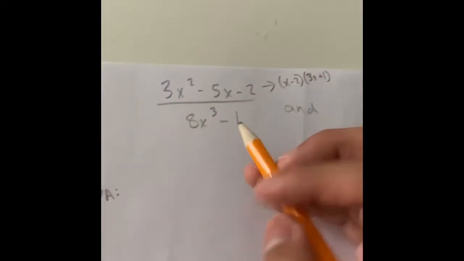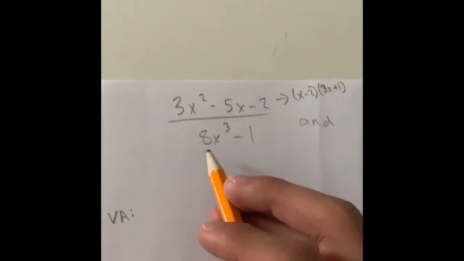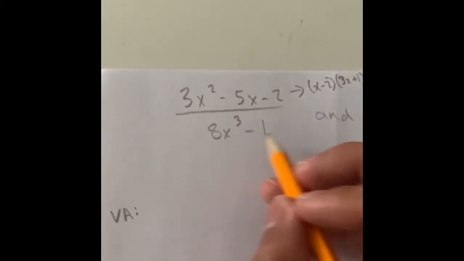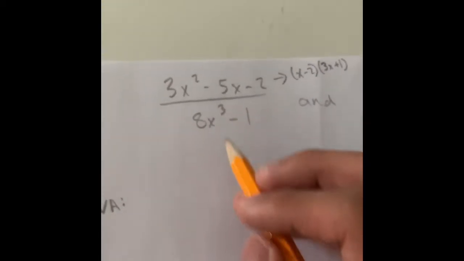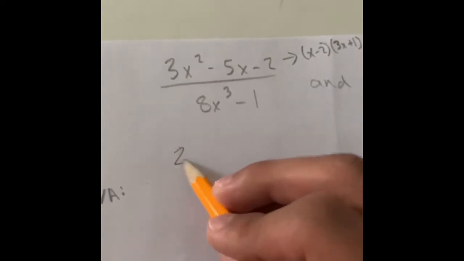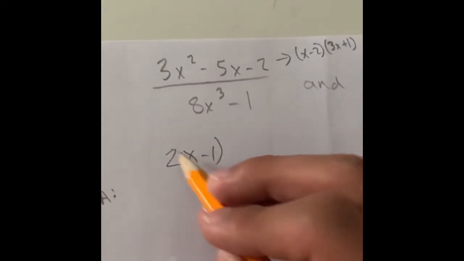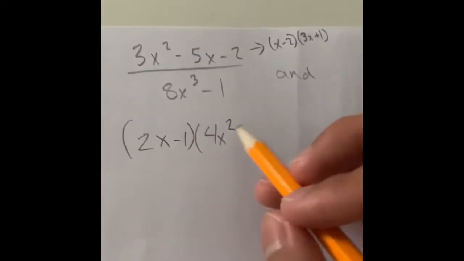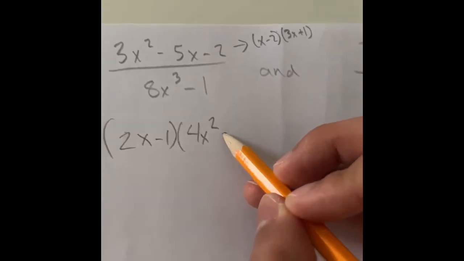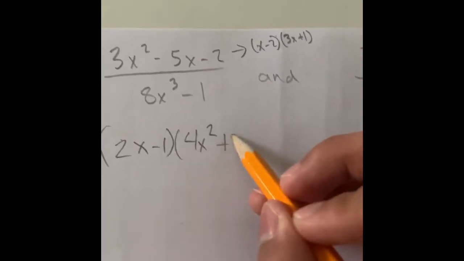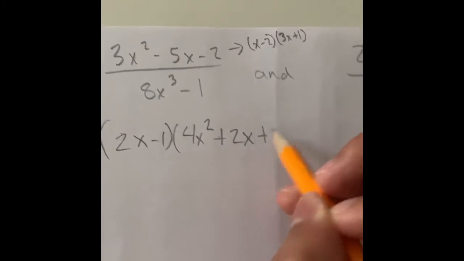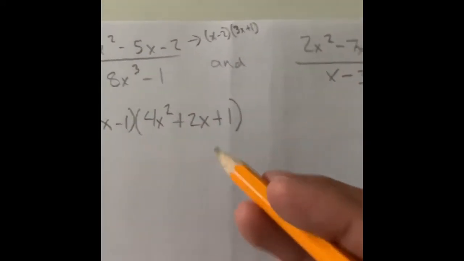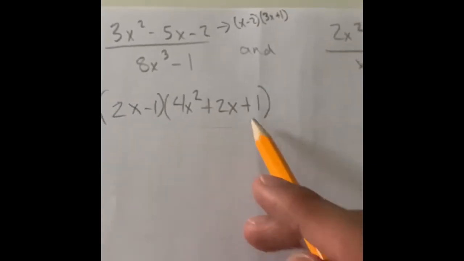For the vertical asymptote, you set the denominator equal to 0 and see what values make it equal to 0. Over here it has a power of 3, so we have to use SOAP. 2x minus 1 is all just SOAP: 4x squared, same, opposite, always positive. And I'm just going to tell you now, you cannot factor this.